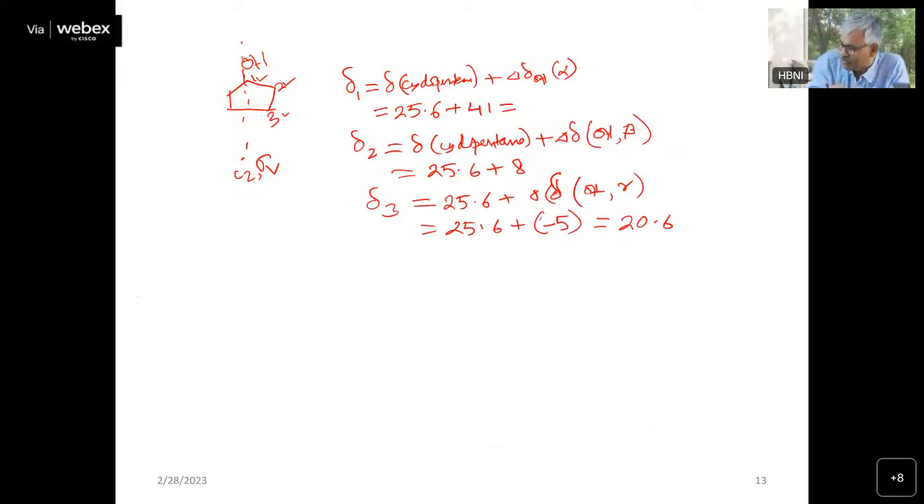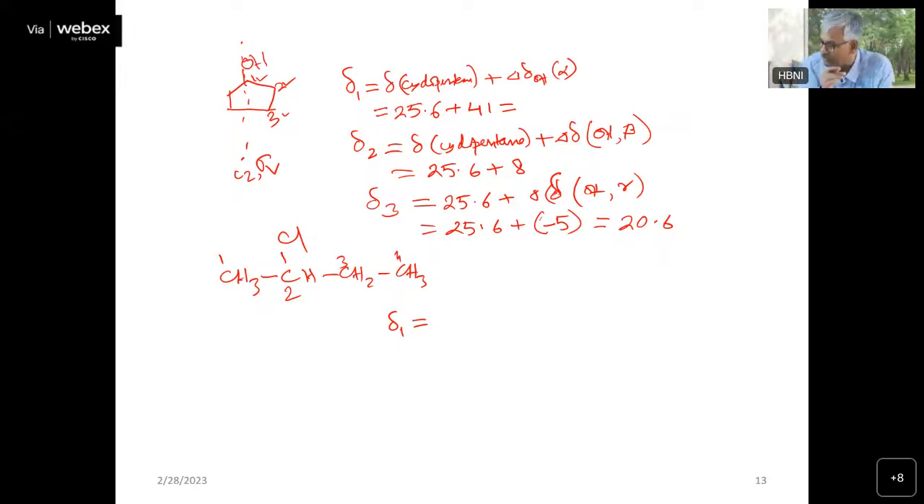I'll take another example. CH3, CHCl, then CH2, CH3. So you can put 2, 3, 4. So delta 1. All carbons are different in this particular case. Although there are 2 methyls, but they are different. Okay. So delta 1 will be.